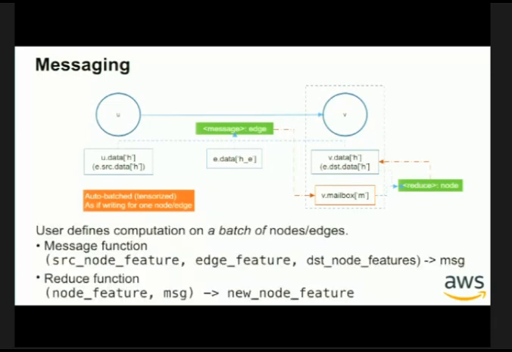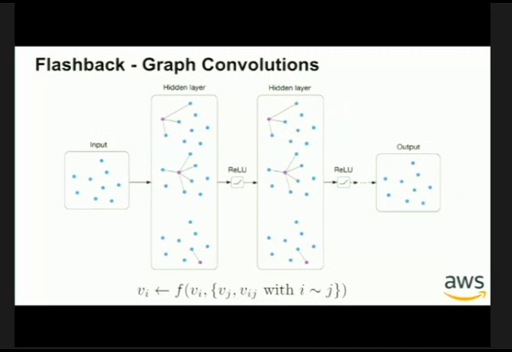So the user defines a computation on a batch of nodes and edges, and you just have a message function, a reduce function, and then everything else works. So let me show you what that means in practice, because that sounds a little bit abstract in theory, and is probably a little bit fast. So remember, we have graph convolutions. You take the input graph, and then you take an update where you take the vertex and its neighbors, and you aggregate and apply a ReLU, and you do that again, and then at some point you get an output.